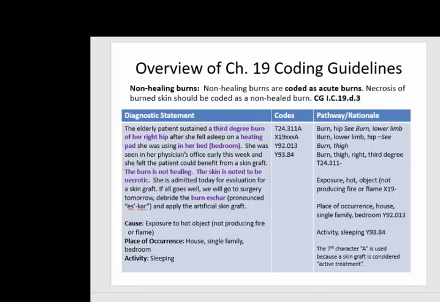Everything getting a 7th character of A that requires a 7th character, because this is the initial encounter. It's an initial encounter because you have ongoing treatment of a burn. It hasn't healed. You're not in a routine healing phase. It's active treatment.